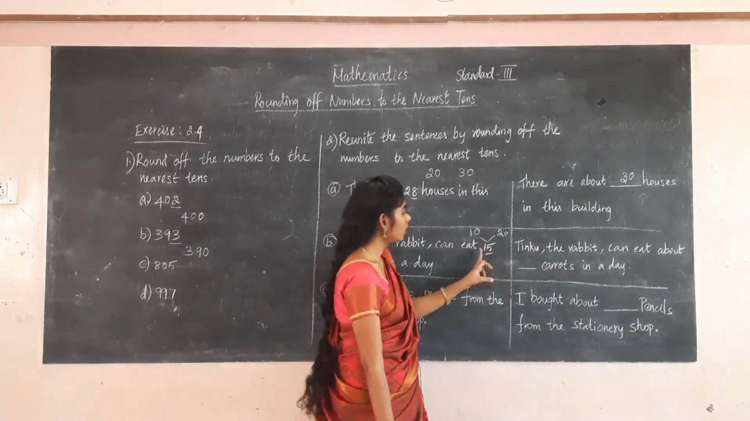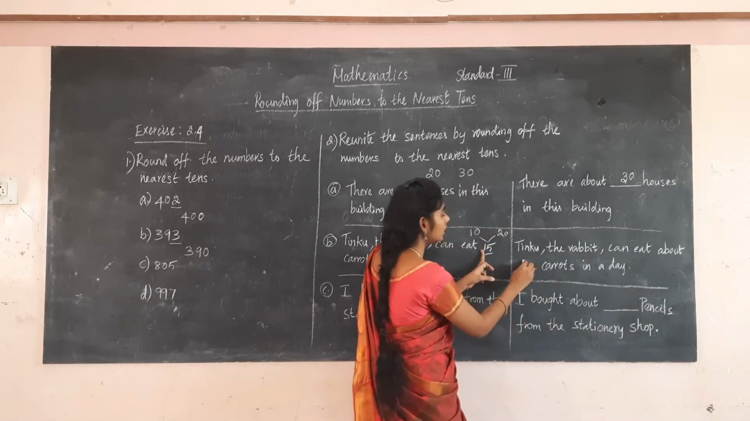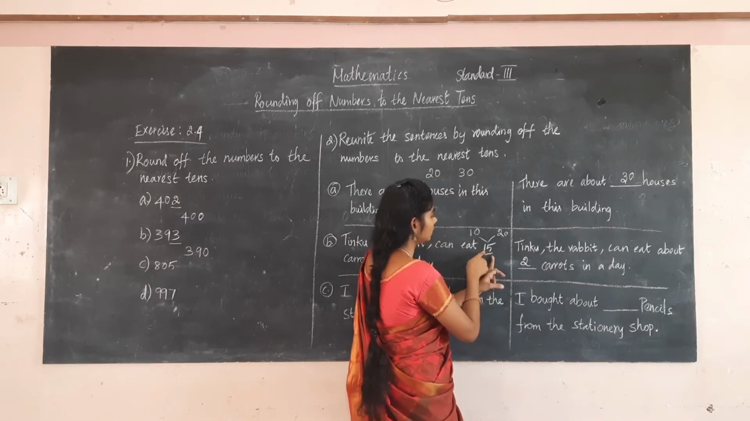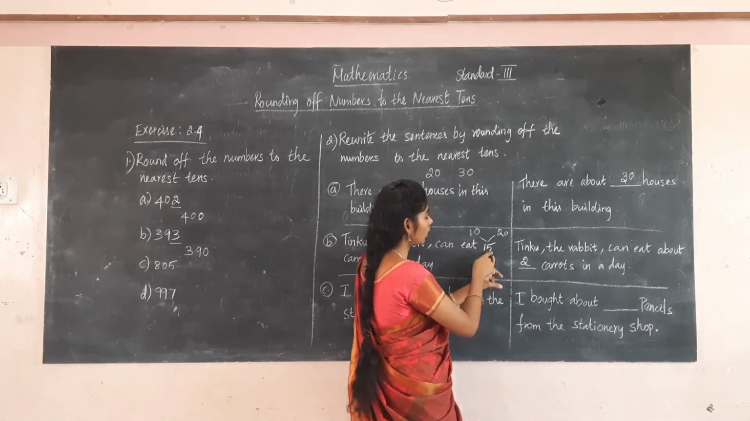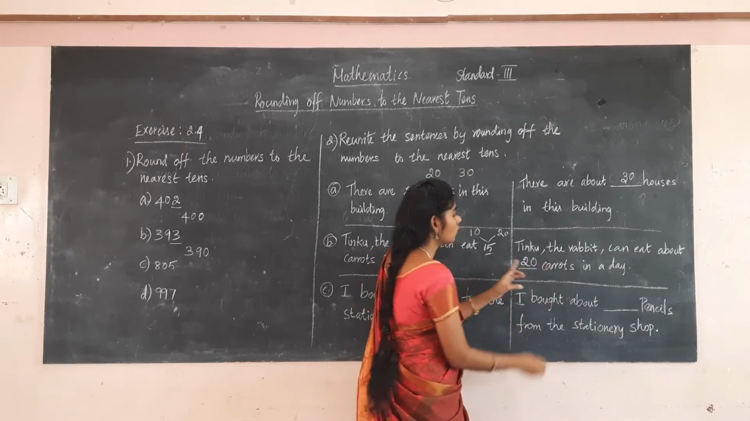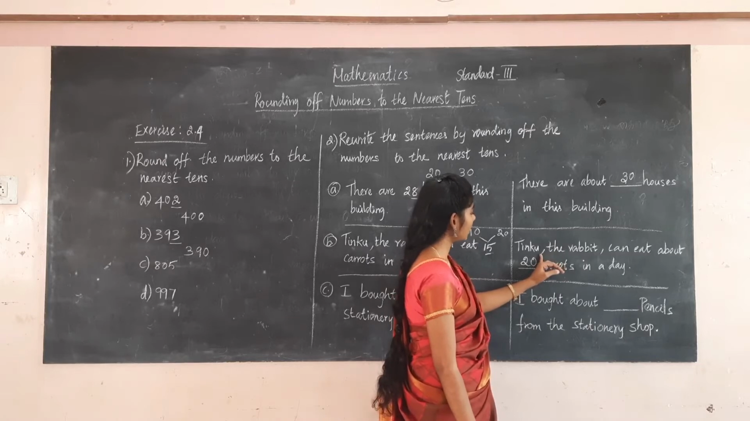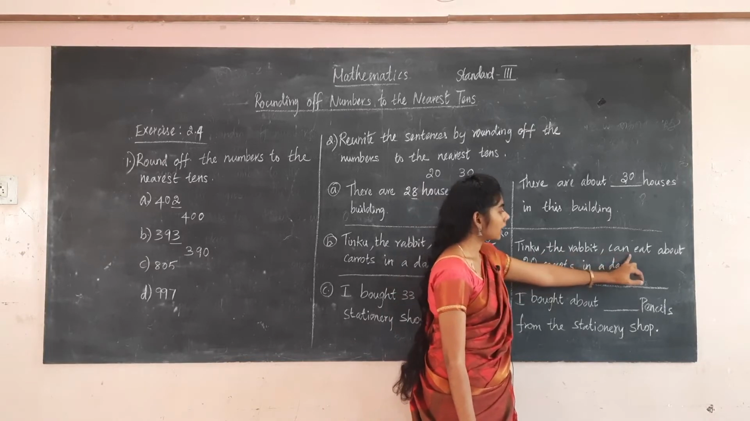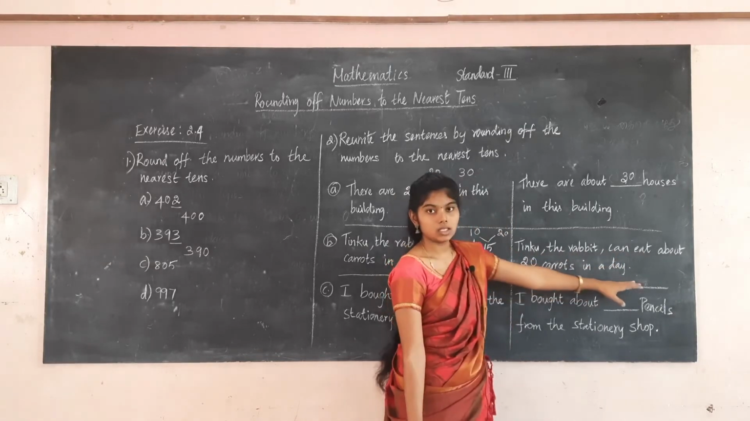So what will you get? By adding 1 in the tens place you will get 2. In the tens place you will add 1. Then in the ones place you will write 0. So the answer is what we have rewritten: Tinku, the rabbit, can eat about 20 carrots in a day.